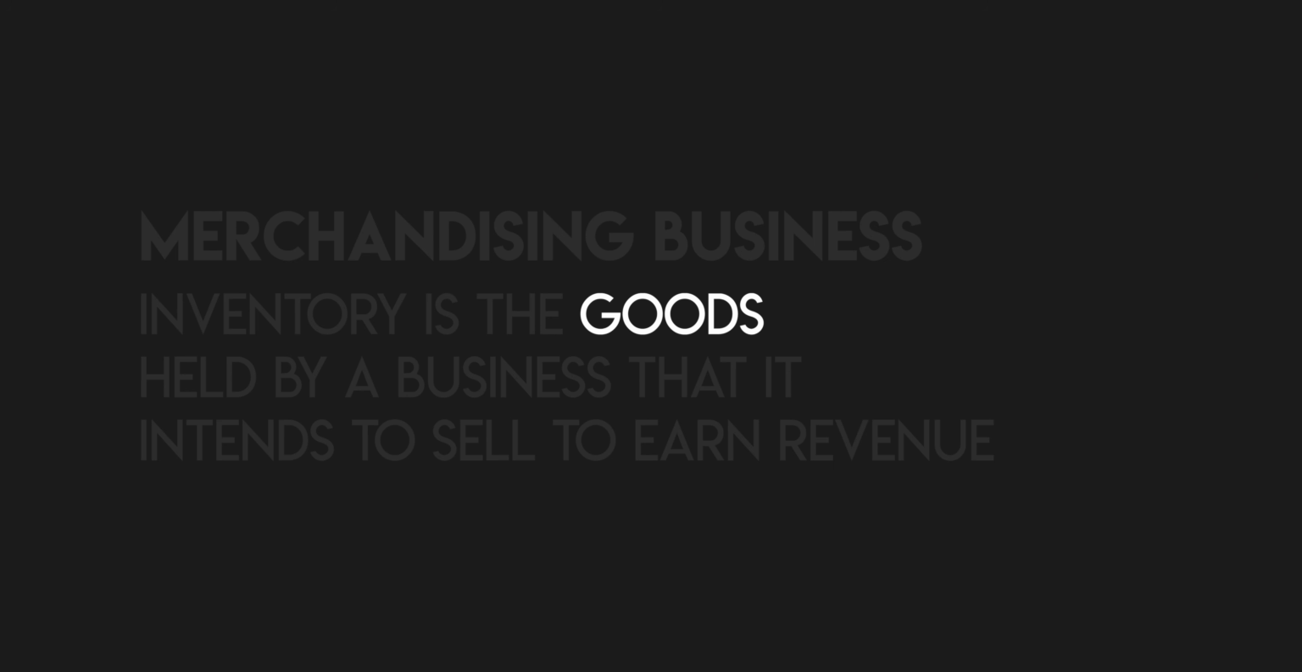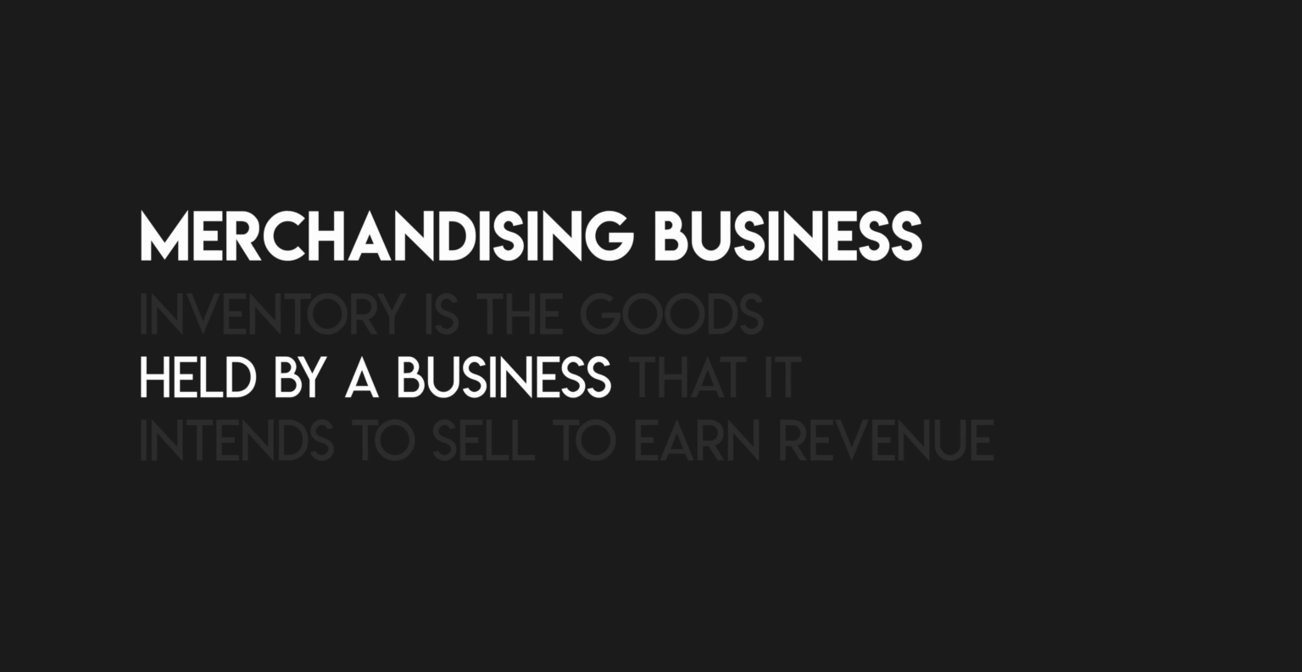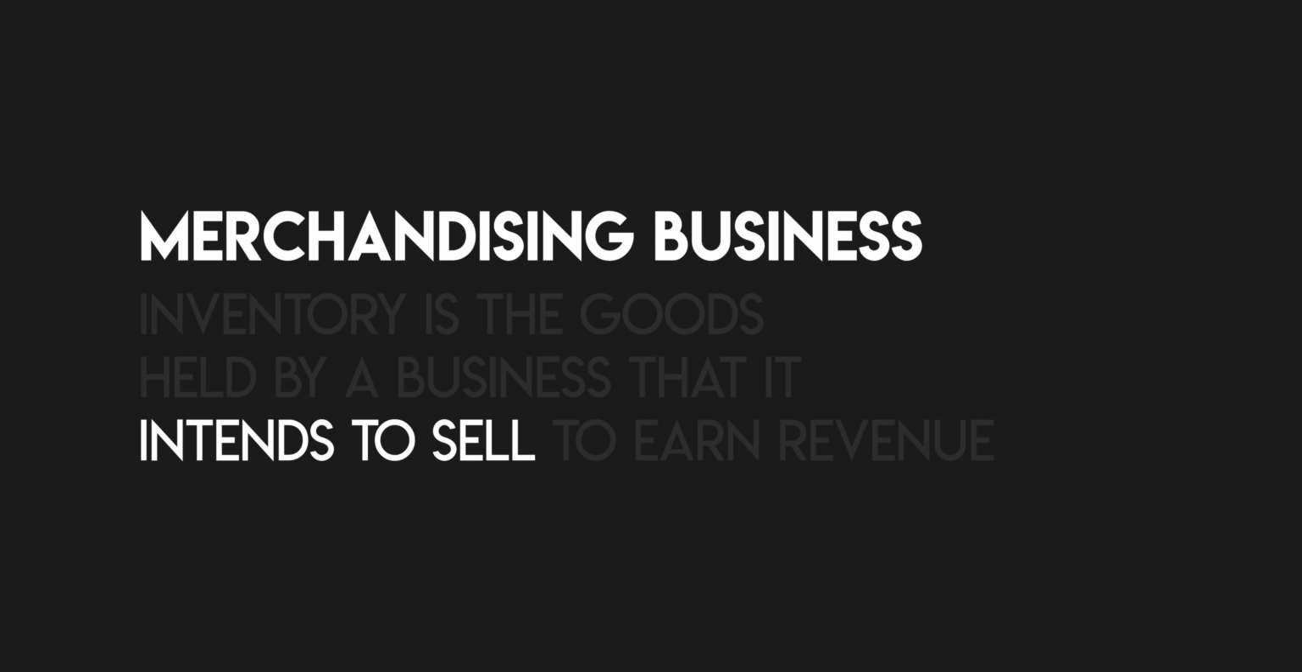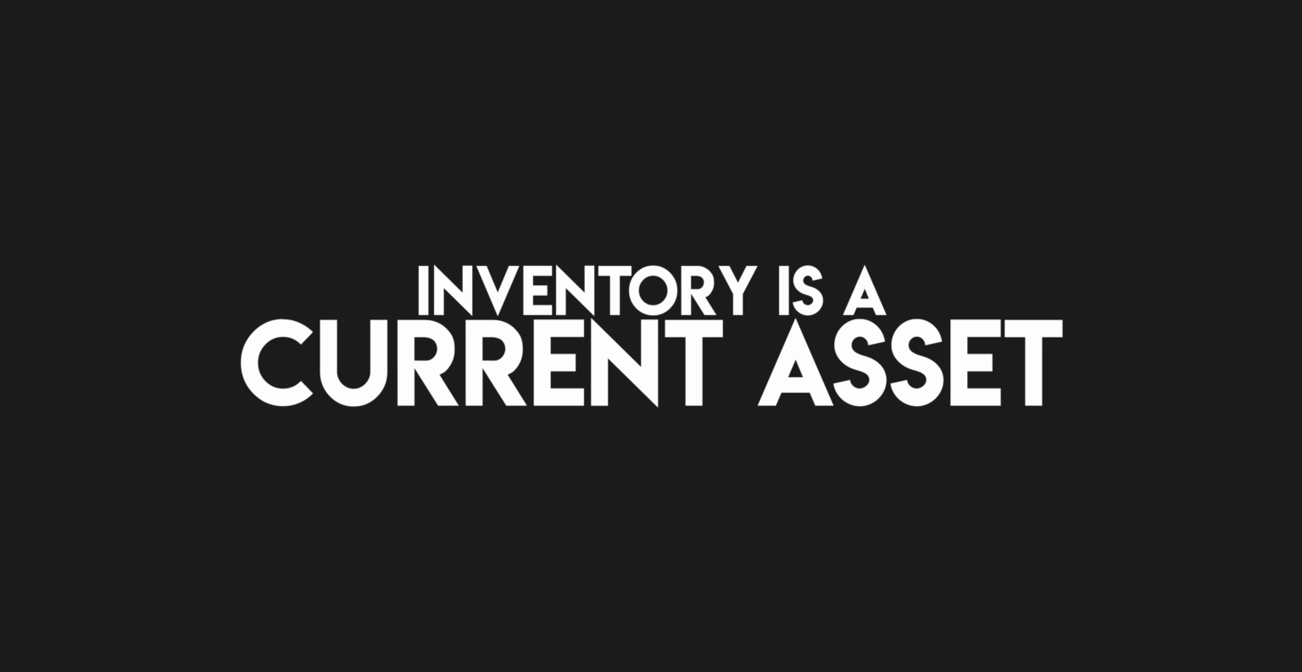For a good to be treated as inventory, a merchandising business must hold on to it, and it must plan to sell it in the future in order to earn revenue. This future economic benefit is the characteristic that makes inventory an asset. Actually, inventory is normally thought of as a current asset, because most businesses intend to turn their inventory into cash within 1 year. But more on that soon.